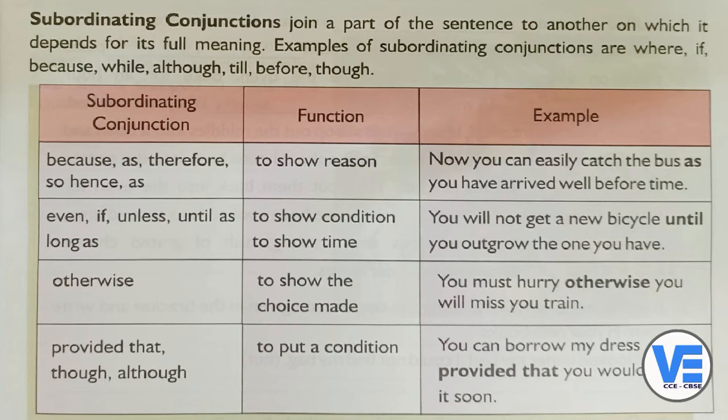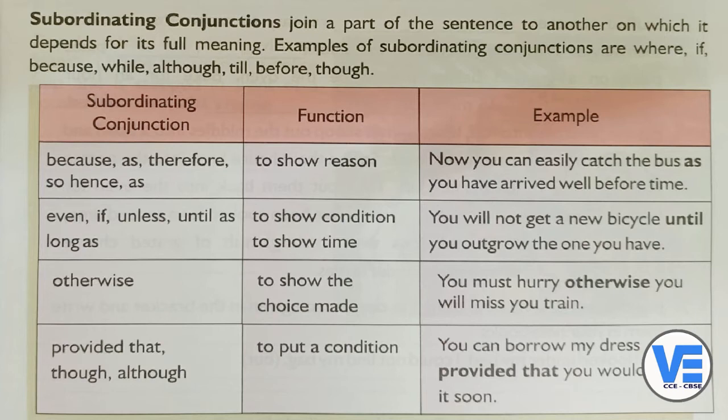I did not come to school because I was suffering from fever. So "because" is a word which is used to show the reason, isn't it? So this is what a subordinating conjunction is all about. And even if, unless, until, as long as, all these words are also subordinating conjunctions. These conjunctions are used to show the condition, and to show the time also, right?